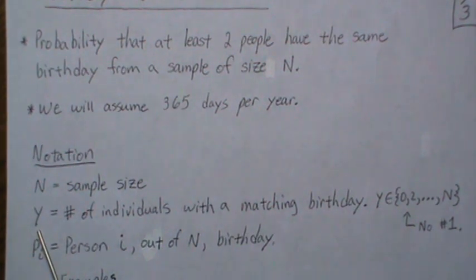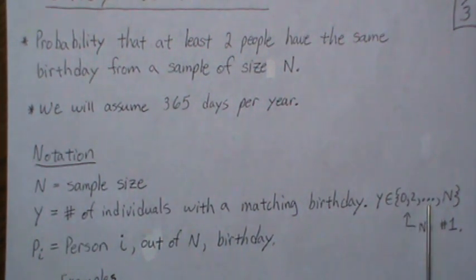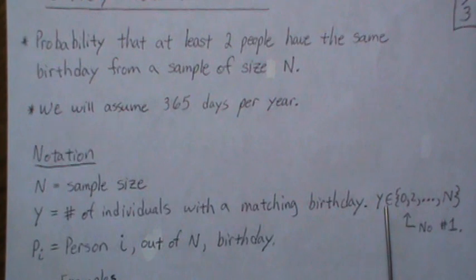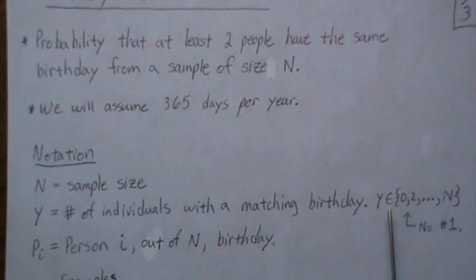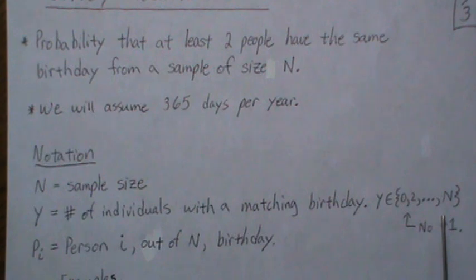But we're going to let Y equal the number of individuals with a matching birthday. So Y can take on 0, 2, 3, 4, 5, all the way up to N. Notice there's no number 1. Y can be 0, no matches, but it can't be 1. If one person has a match, there has to be another person with that match, so there has to be at least 2, and so forth. 3 people can have the same birthday, or 2 people can have the same birthday and 3 other people have the same birthday on another day, and Y just counts those individuals.